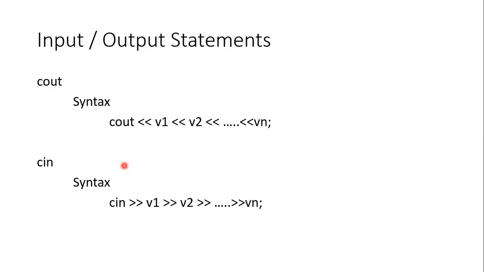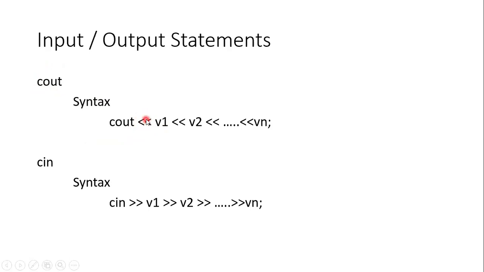After that, we have to define the variables. Whereas C++ has two streams. One is the output stream, another one is the input stream. So the general syntax for cout uses the insertion operator. This is not a shift operator here. The operator has a different meaning.